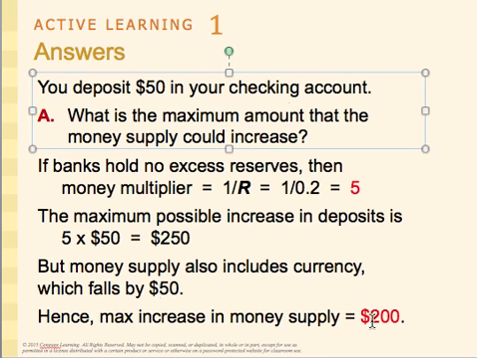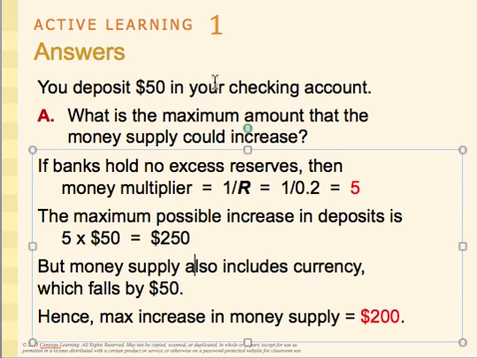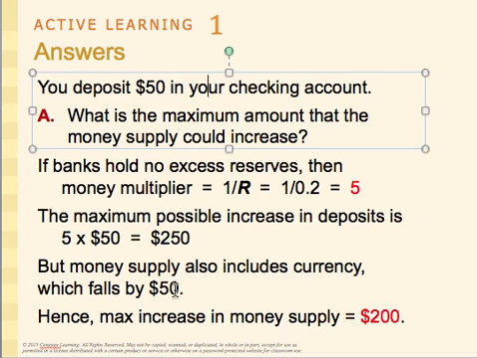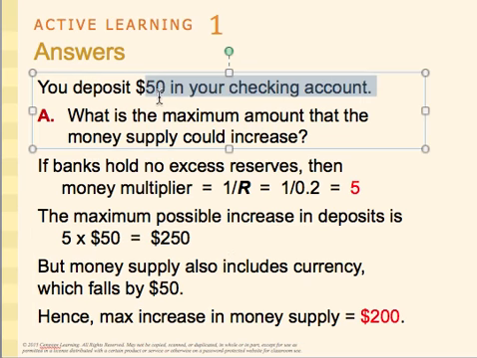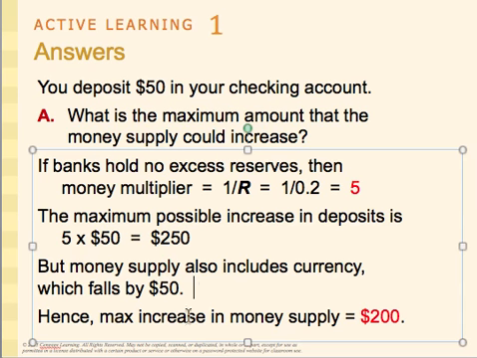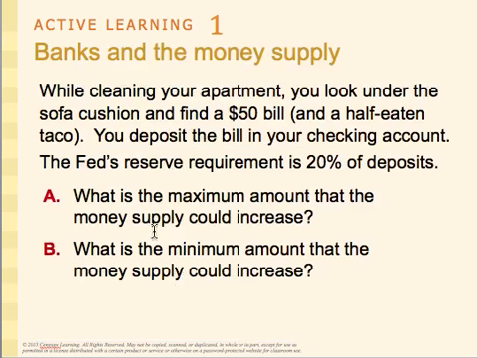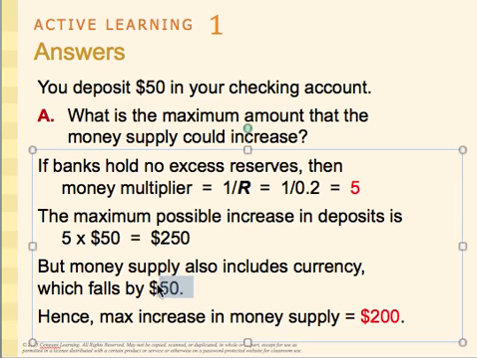Okay, here's the tricky part. You took the original 50 and put it into the bank, right? So you have to take that back out. 5 times 50, the money multiplier, is 250, but when I ask you about the max increase in the money supply, I'm not asking you what the money multiplier is. I'm asking you, what is the max increase in the money supply? Well, you have to take out the 50 that you put into the bank. You took that out of circulation. You put it in the bank. Hence, the max increase is the money multiplier minus the amount you put into the bank. Hence, the max increase in money supply is $200.